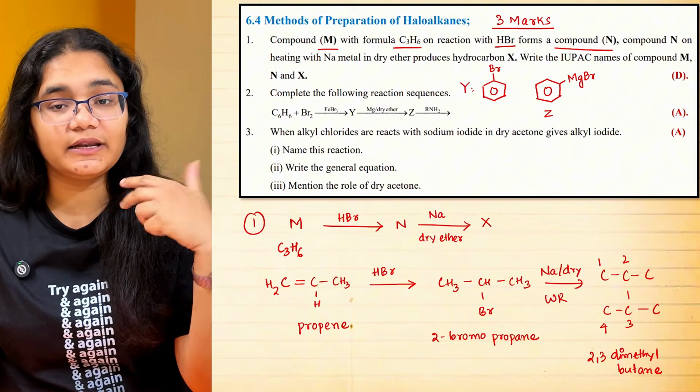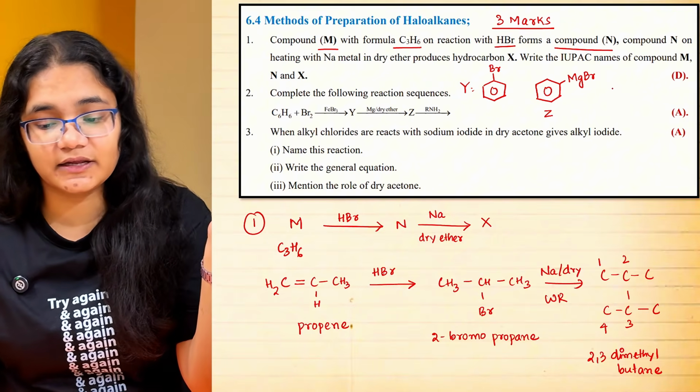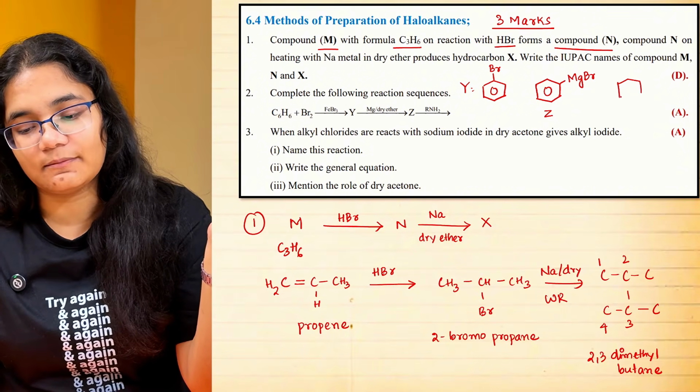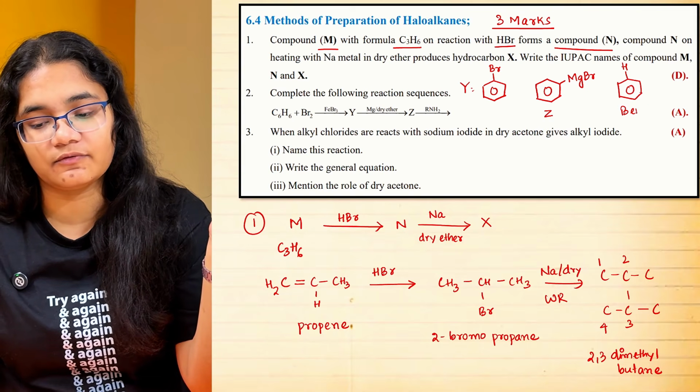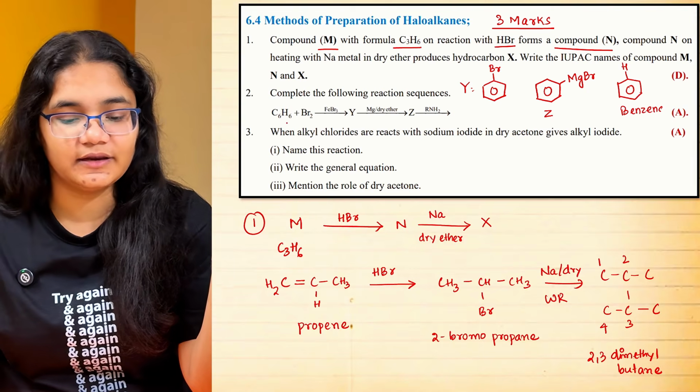Okay, so immediately we have understood that once this acidic hydrogen is there, you will get back your H. Okay, that is your benzene. The final product will be benzene in this reaction.